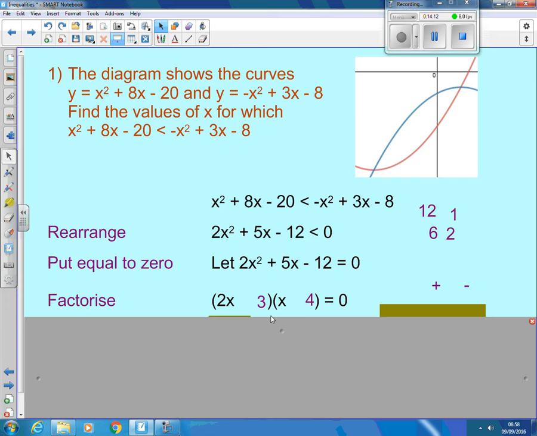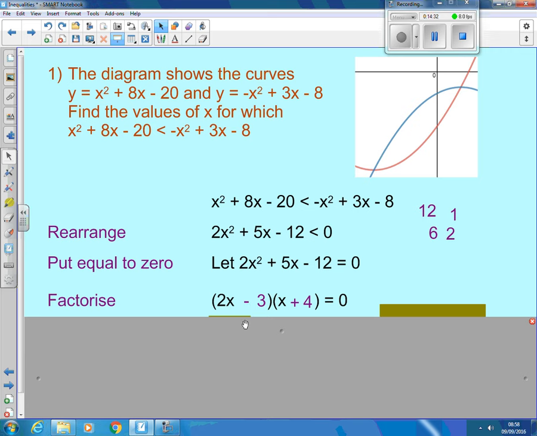Now, it's not a question of looking at the 4 and the 3. You need to look at the number of x's. That comes to 8x. That comes to 3x. I want to add more than I take away to get plus 5x. So I want to add the 8x, and I want to take away the 3x.